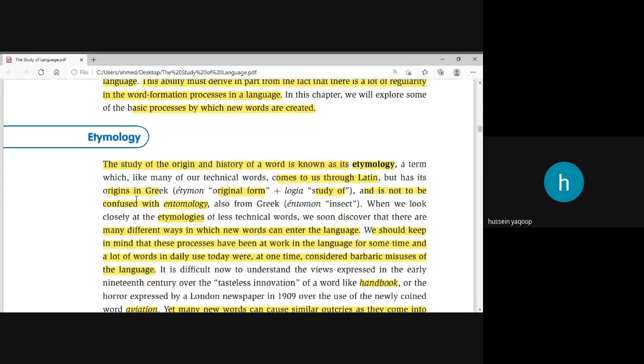Okay, I think you finished, if I'm not mistaken. Anwar? Yes, sir. This process has been at work for a long time, and it should be considered a sign of the vitality and the creativeness of language. Yes, very directly related to the creativeness, one of the most important qualities or properties of language that we studied in the previous chapters.